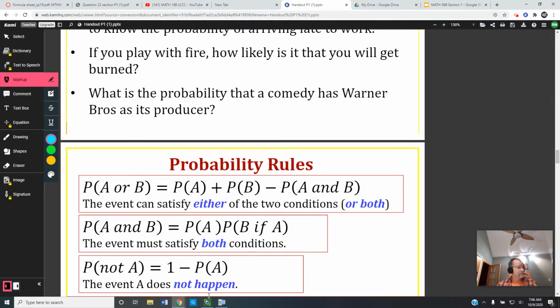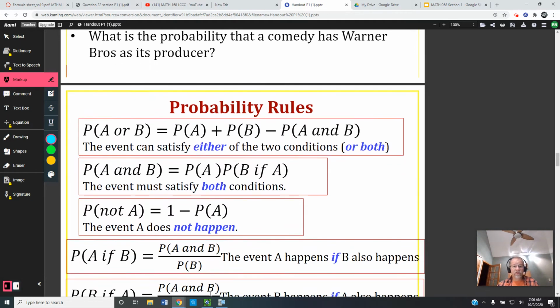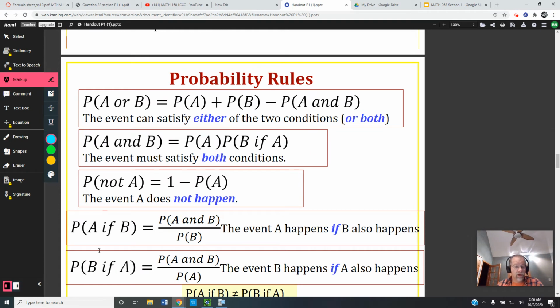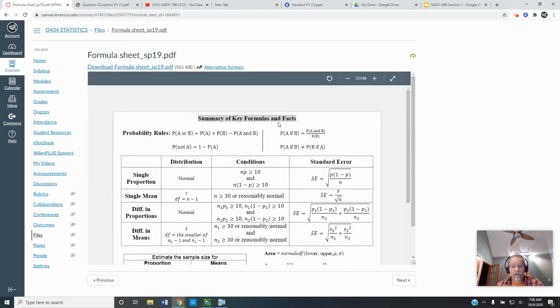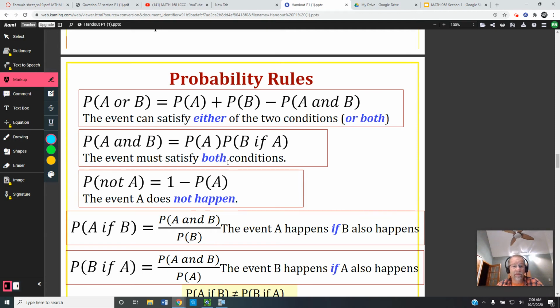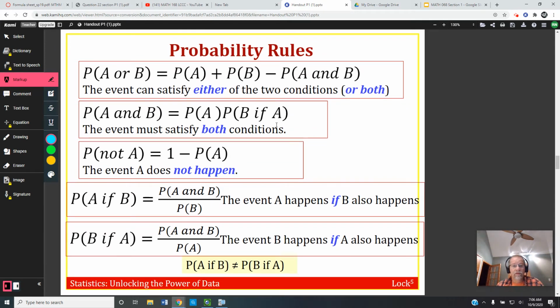Let's keep going. So here are some probability rules, and these rules are the same rules that I just showed you a couple minutes ago in that formula sheet right up here at the top. Here's the formula sheet, and here are the very top ones, the very same ones that we're talking about here. So the top one is the OR.